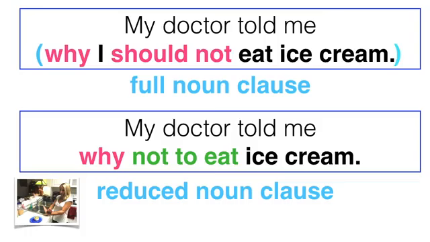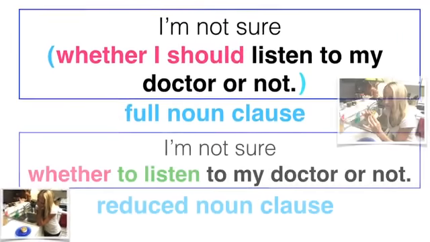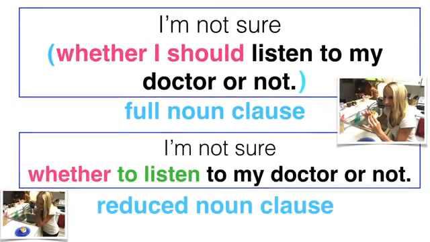We can do this same thing with noun clauses that have whether. For example, I'm not sure whether I should listen to my doctor or not. That ice cream looks pretty good. To reduce this, we'll say, I'm not sure whether to listen to my doctor or not. Ice cream is just too delicious.